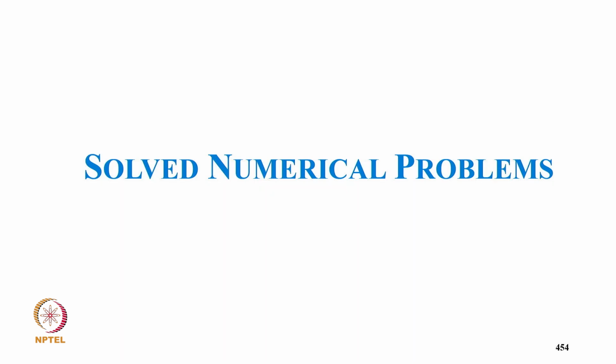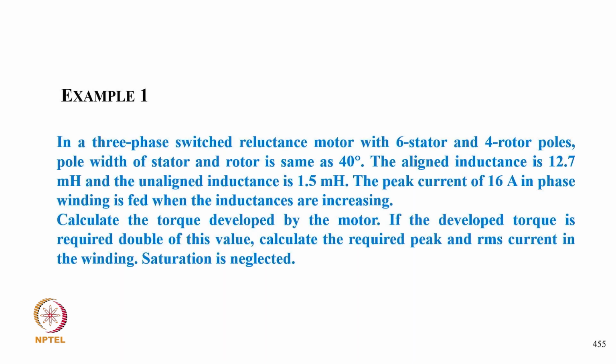Now coming to typical solved numerical problems. Coming to example 1: in a 3-phase reluctance motor with 6 stator and 4 rotor poles, the width of stator and rotor poles is the same at 40 degrees, the aligned inductance is 12.7 millihenry and the unaligned inductance is 1.5 millihenry. A peak current of 16 ampere in the phase winding is fed when the inductances are increasing. Calculate the torque developed by the motor.